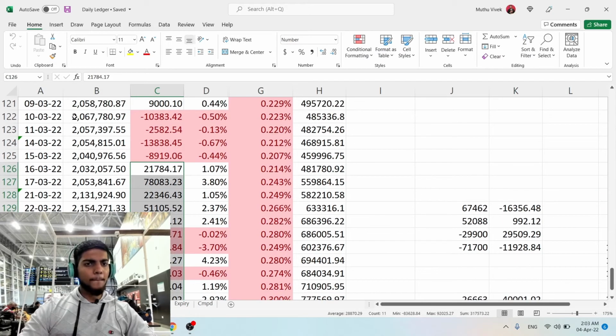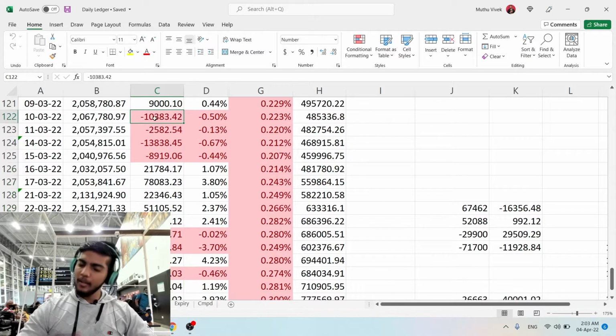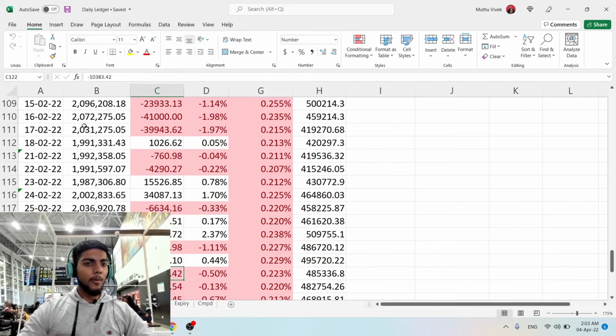I guess this was an expiry day. Yes, this is an expiry day. I still remember very clearly. So yep, this was an expiry day.